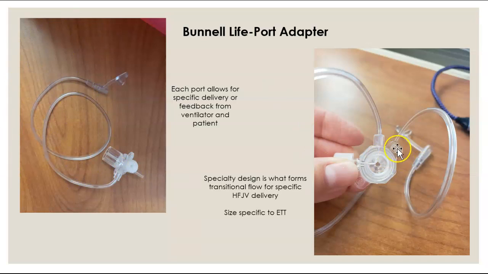Each of these life port adapters are specific to certain ET tubes. So like this one, sorry, it's inverse, is a 2.5 for a 2.5 size ET tube. And then you can see our laminar flow. This is where we attach our specialty suction catheter, which is coming up on the next slide. And then how it siphons, kind of like a funnel, to allow for that faster flow in the center and slower flow along the outside for that certain transitional flow for that jet effect.